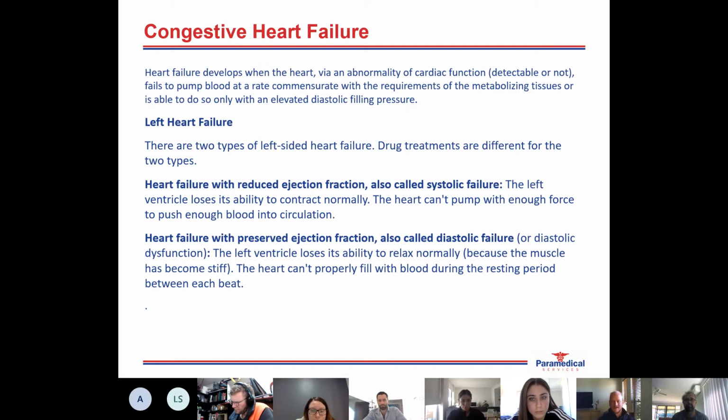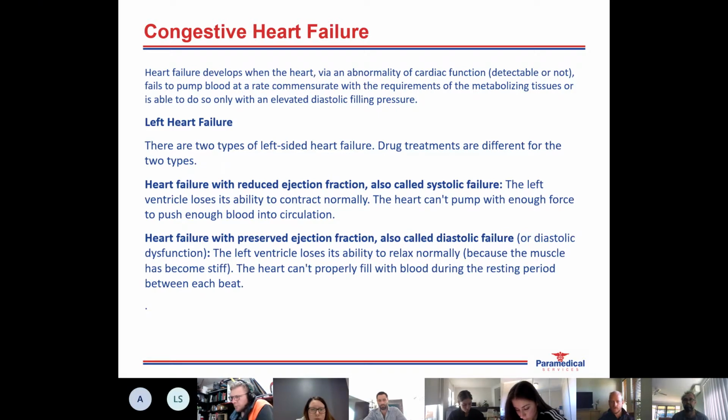Heart failure develops when the heart, by an abnormality of cardiac function, whether you can detect it on an ECG or not, fails to pump blood at a commensurate rate with the requirement of the metabolizing tissue, or is able to do so with an elevated diastolic filling pressure. Left-sided heart failure is our worst heart failure.